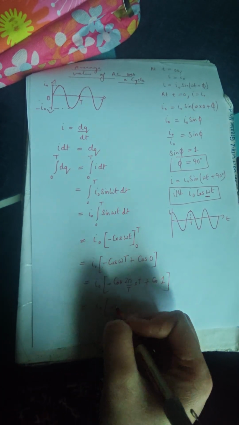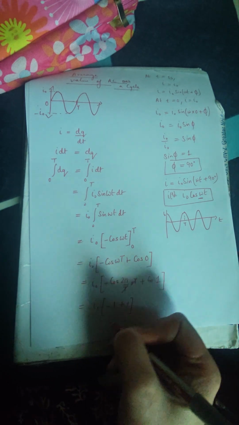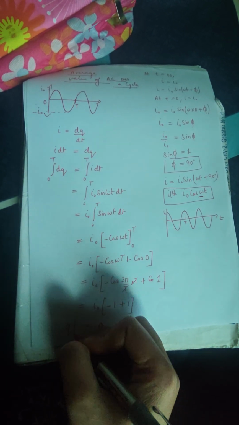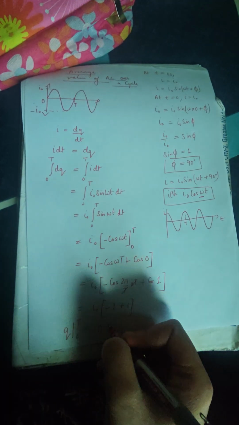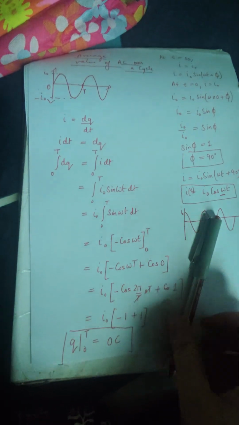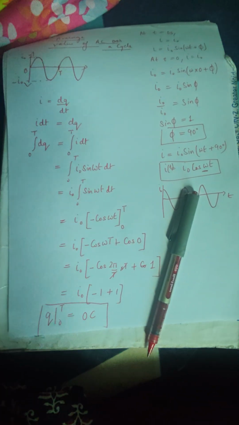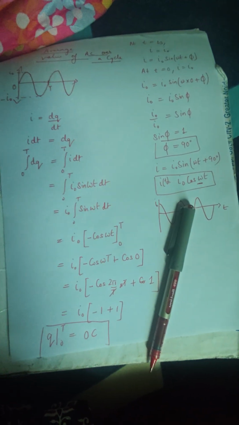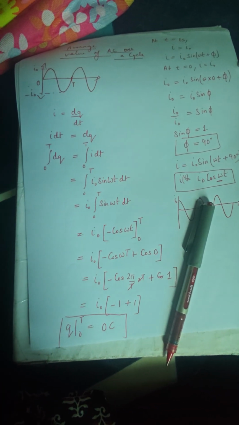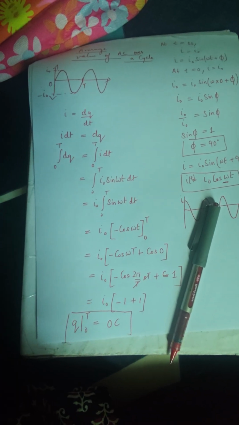I naught minus cos 2 pi is minus 1 plus 1, and this would give me 0. So I can see that Q for a complete cycle is 0 coulomb. एक पूरी कंप्लीट साइकिल पर Q की वैल्यू 0 coulomb आती है. Yes, so if that's the case, if net charge flowing across the circuit is coming out to be 0 for one complete cycle, this means that the current for this complete cycle will also be 0.